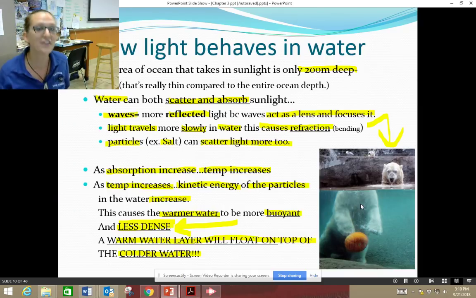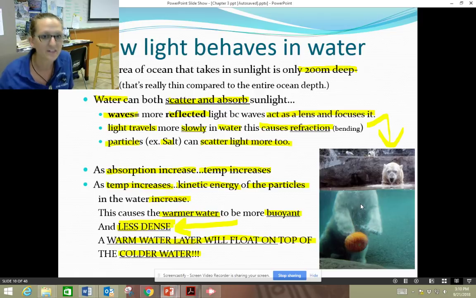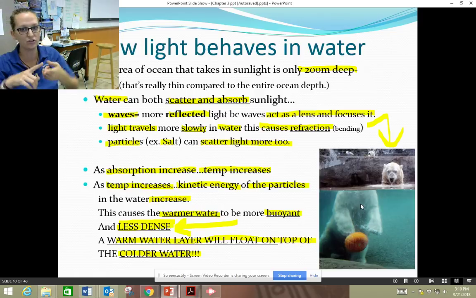Salt, so it's not just water particles. It's not just H2O floating around that the light has to try and go through. If it's salt water, now it has to try and pass through H2O and sodium chloride, NaCl. And that's not the only type of salt in the ocean. Remember, salts are a metal and a non-metal together.